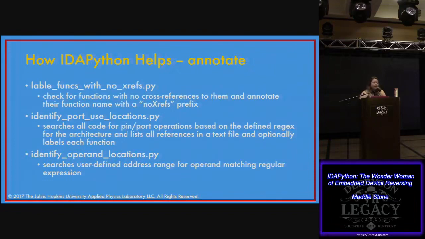Yeah, and then identify operand locations. I added that one in just by a request via Twitter from someone who wanted to track, on architectures that have the stack pointer and the frame pointer, where they're being used within the function. How can they quickly see each of those places? So this script will just search operand locations for you within the address range that you give it, and you just put in whatever regular expression you're looking for. So really just a search type of thing if you're not wanting to use IDA's built-in search capabilities.